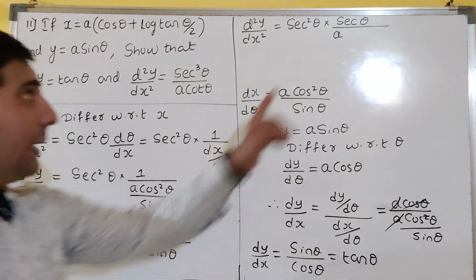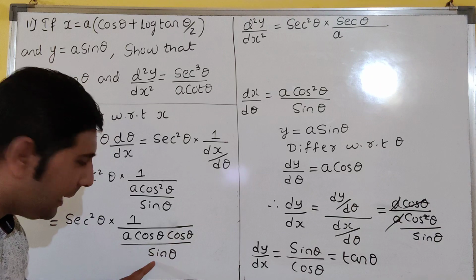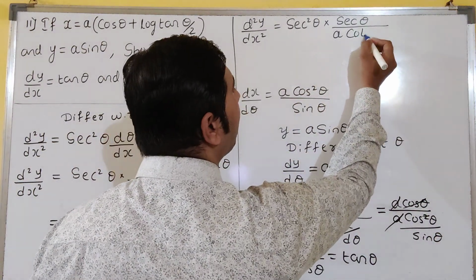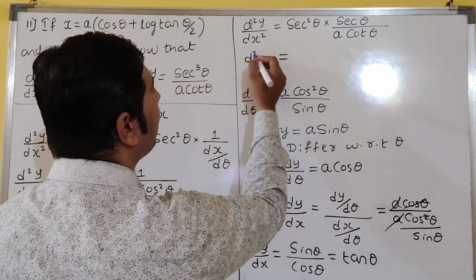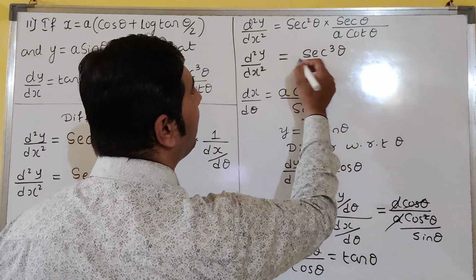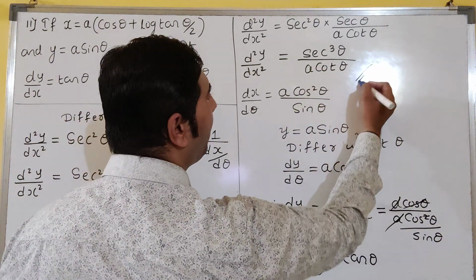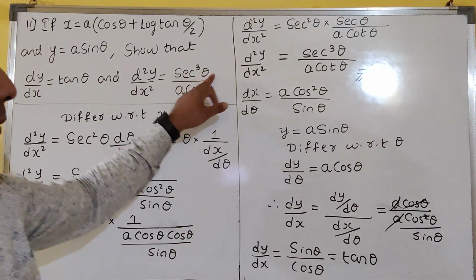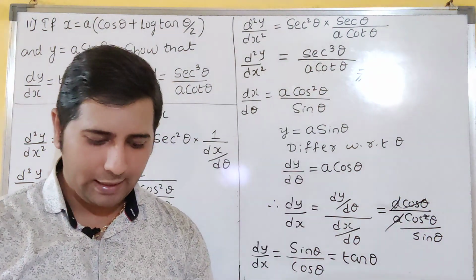So what is remaining? 1 by cos theta. a is there, a I have written up. 1 by cos is sec theta. So what is remaining now? Cos theta by sin theta. Cos by sin, in 10th standard you have learned. Cos by sin is what? Cot theta or not? Will you agree everyone? Yes? Sec square theta into sec theta, what you will get? Sec cube theta whole divided by a into cot theta. So I hope it is clear. Hence proved. Can you see? d square y by dx square is equal to sec cube theta whole divided by a cot theta. I hope you are understanding the video.